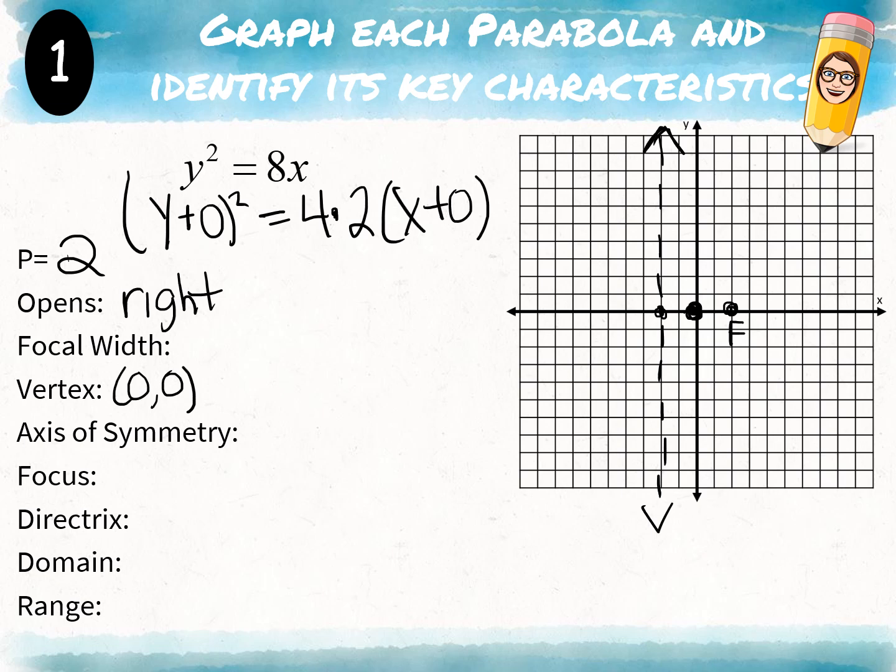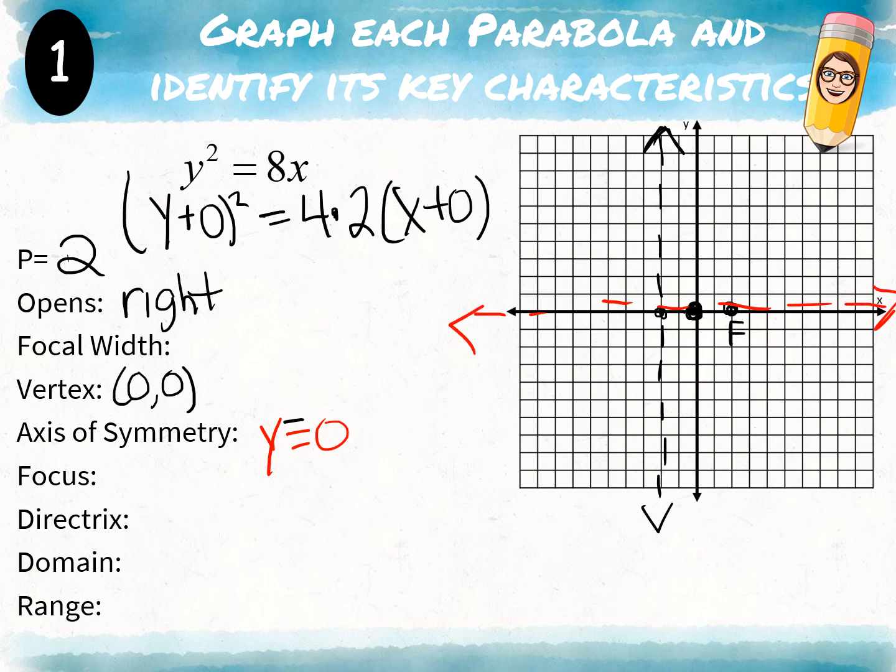The axis of symmetry. The axis of symmetry is the x-axis, right? The x-axis would cut it in half. So the line y equals 0. Let me actually color that so you know what we mean. Y equals 0, right? So this line in red would cut my parabola in half.